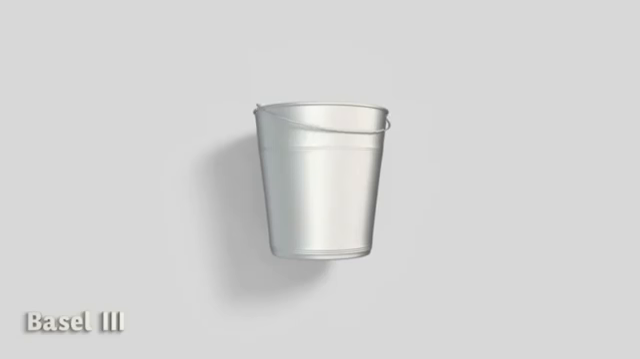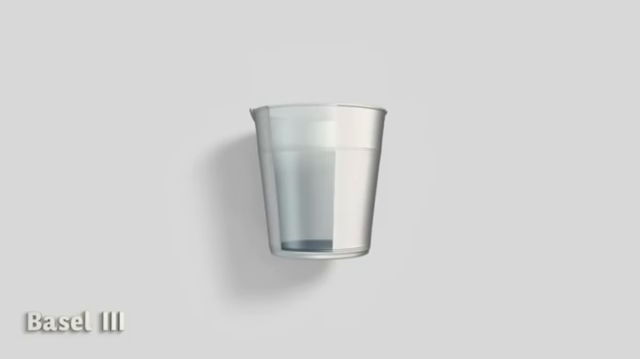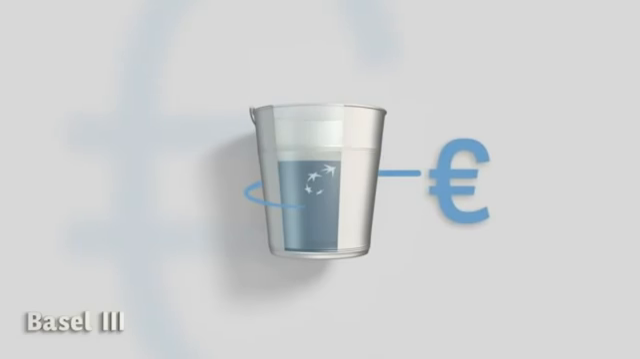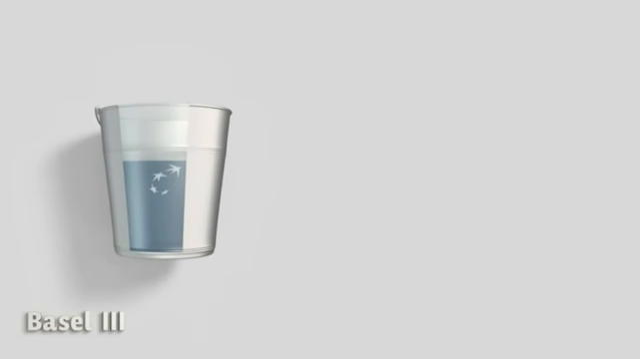The third element added by Basel III, and probably the most important one, is liquidity. Liquidity is represented by this bucket. The bucket is not filled up with water, but it represents liquidity, so it contains euros and cents. What is liquidity to a bank? A bank receives deposits and grants loans.